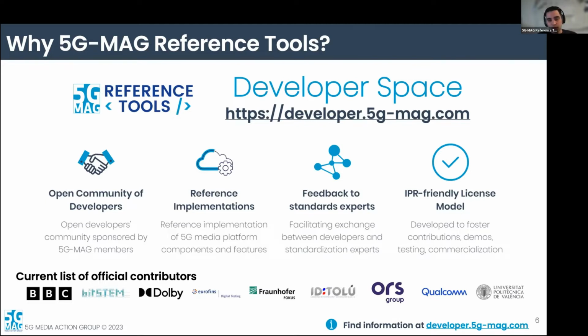Last but not least, we have a very IPR-friendly licensing model. So if you look at the list of the official contributors on the bottom of the slide, we currently have 9 companies that signed the CLA, and you see a lot of the big players here. So it's really possible to contribute to open source software, even if you're working in a big company with potentially a lot of lawyers, at least from Fraunhofer's perspective, and maybe also royalties involved.